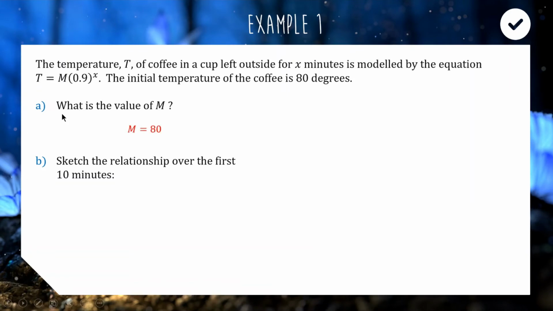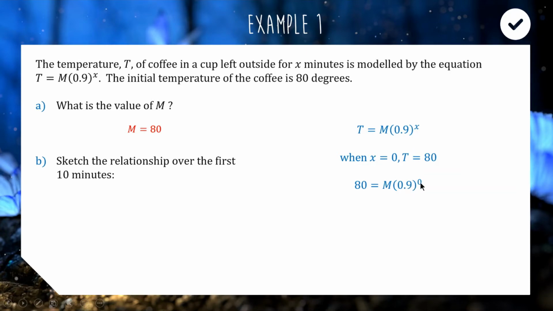All right, we can prove this using a bit of algebra. So we can take our equation, temperature equals M times 0.9 to the x. Now it says initially the temperature is 80 degrees. So when x, which is how long it's been left outside for, is 0 minutes, we get a temperature of 80. So we put that information into our equation. So we have 80 on the left-hand side equals capital M multiplied by 0.9 to the power of 0.